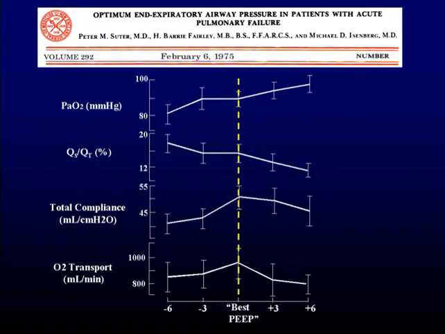The concept of using compliance to try to titrate PEEP is not new. Actually, this is a publication from 1975 from Sutter and colleagues, a very famous publication in the New England Journal of Medicine, where they defined the best PEEP really using a concept. They looked for the PEEP level that was allowing the best value of oxygen transport to the tissue, and they found out, when comparing this PEEP level with other parameters, that it was coincident with the best point of compliance in these patients.